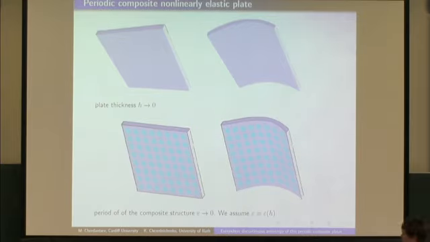So the interesting question: what happens in the limit when h and epsilon go to 0? Well, the thickness of the plate disappears. So we end up with a two-dimensional surface embedded in 3D space. And what is the effective description of elastic properties of such a plate in the limit?